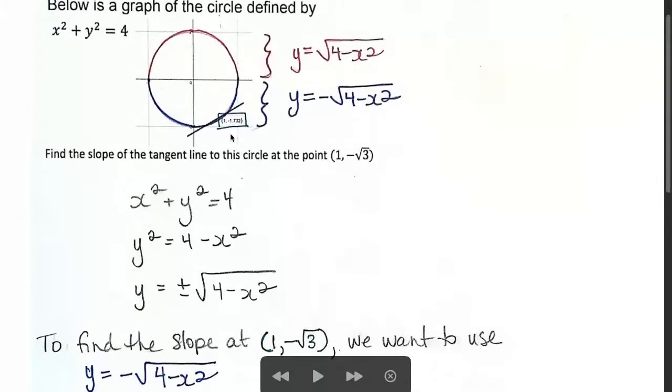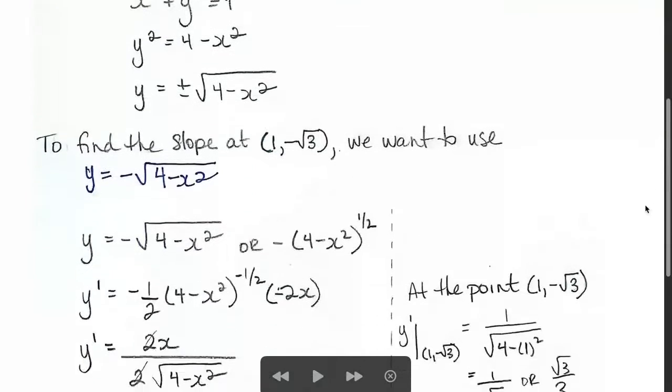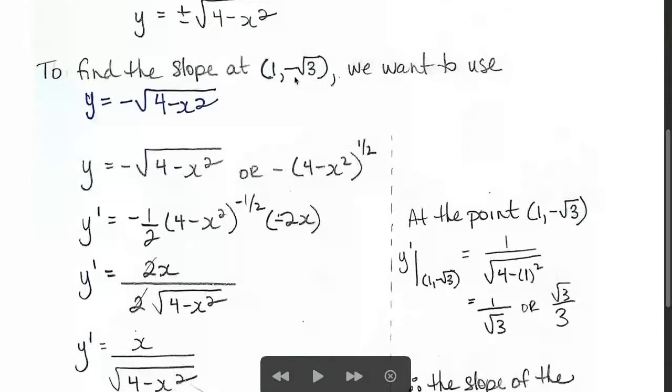So in this case here, if we want to find this tangent line slope through this point down here, we're going to want to use this part of the function, this function that represents this part of this whole relationship, which is y equals negative square root 4 minus x squared. So we're going to focus in on that. And I'm going to find the derivative of this, sub in my point, and that will allow me to see what the slope of the tangent would be at that point.